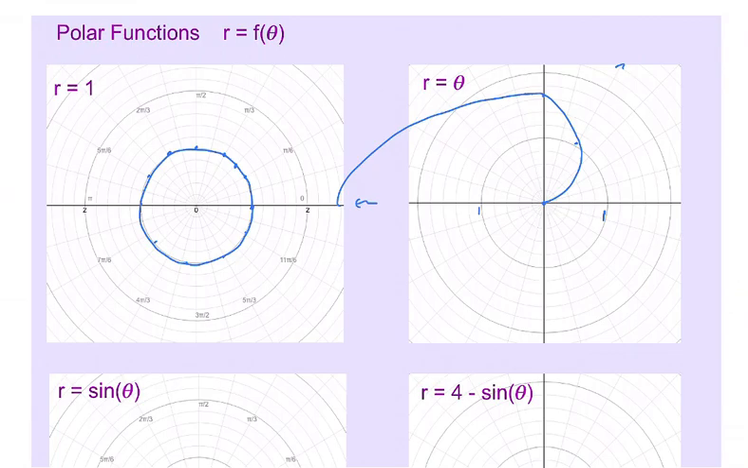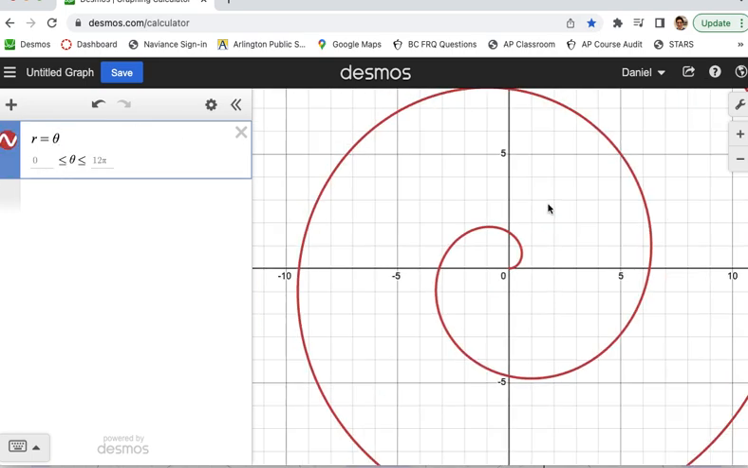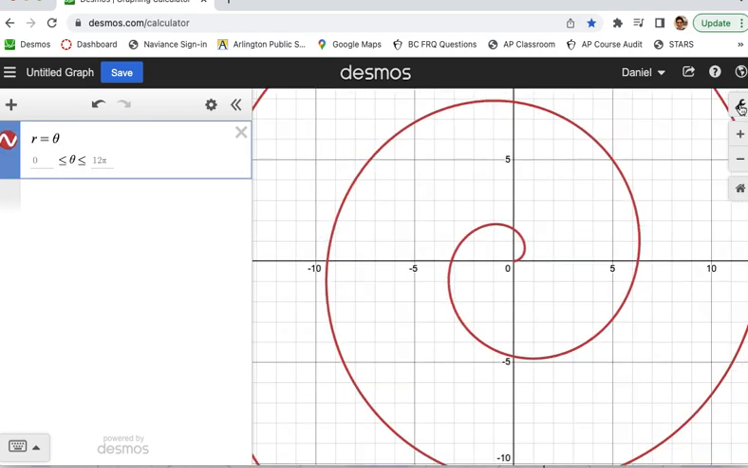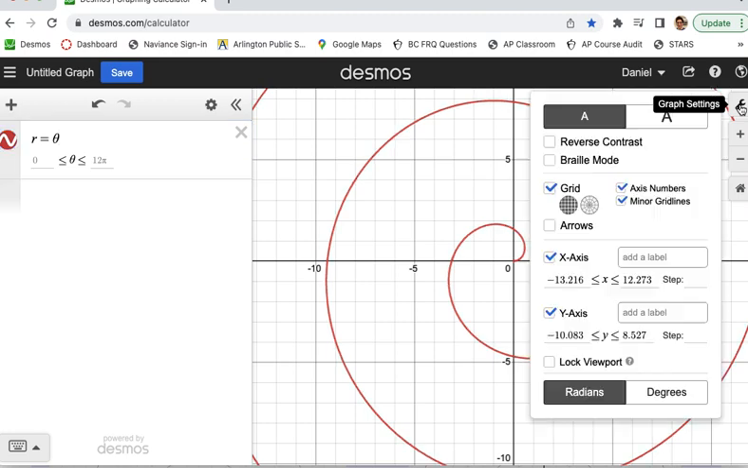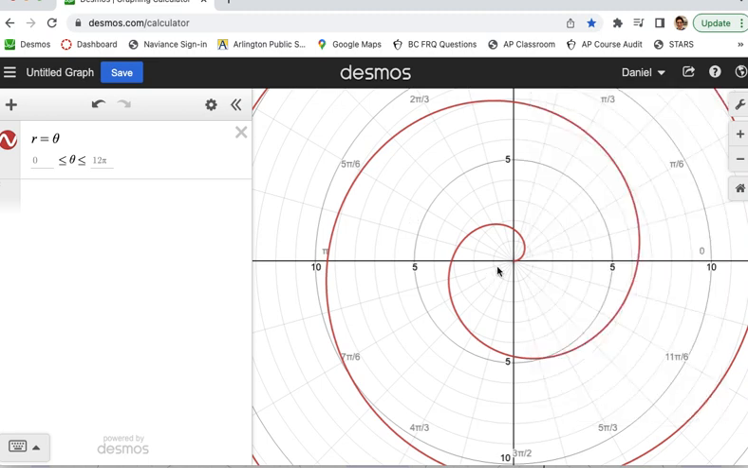One thing that's worth pointing out is you can graph these on Desmos also. If you enter r equals theta, here's the spiral. Also on Desmos, you can change the graph settings. This little option right here changes it to polar mode. So you can see as the radius gets bigger, the spiral keeps going up.